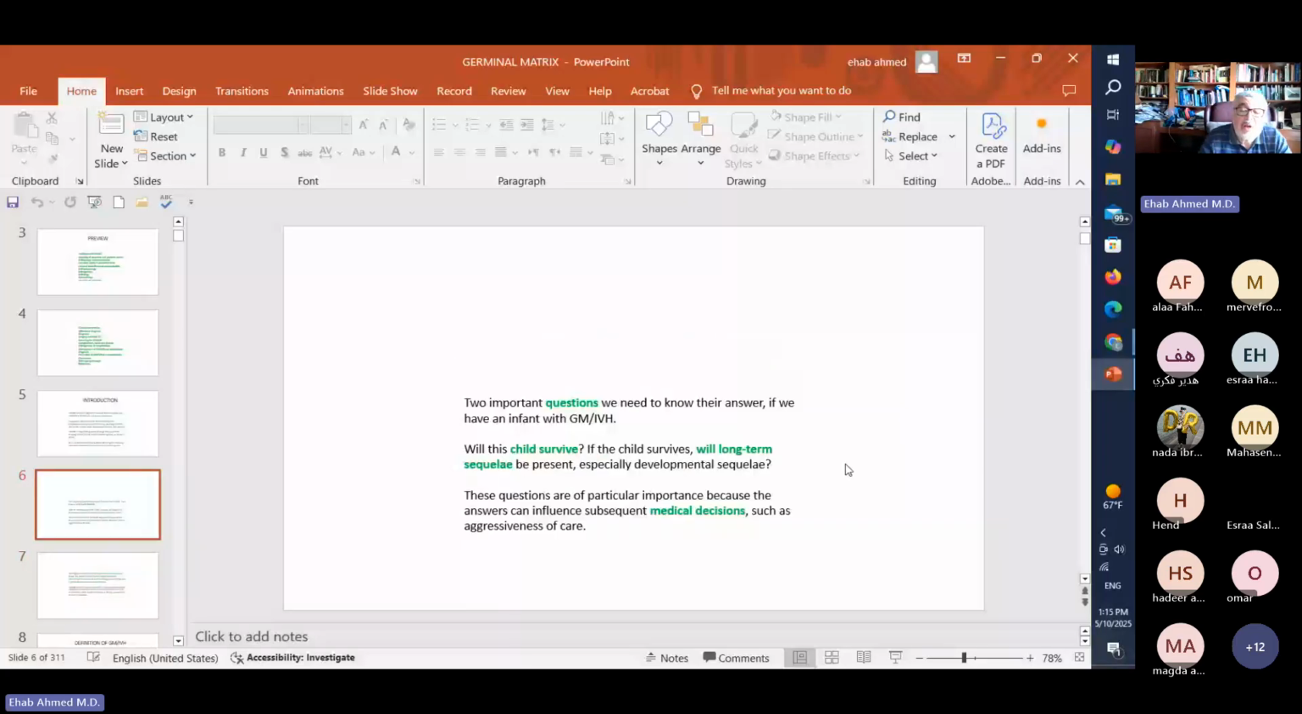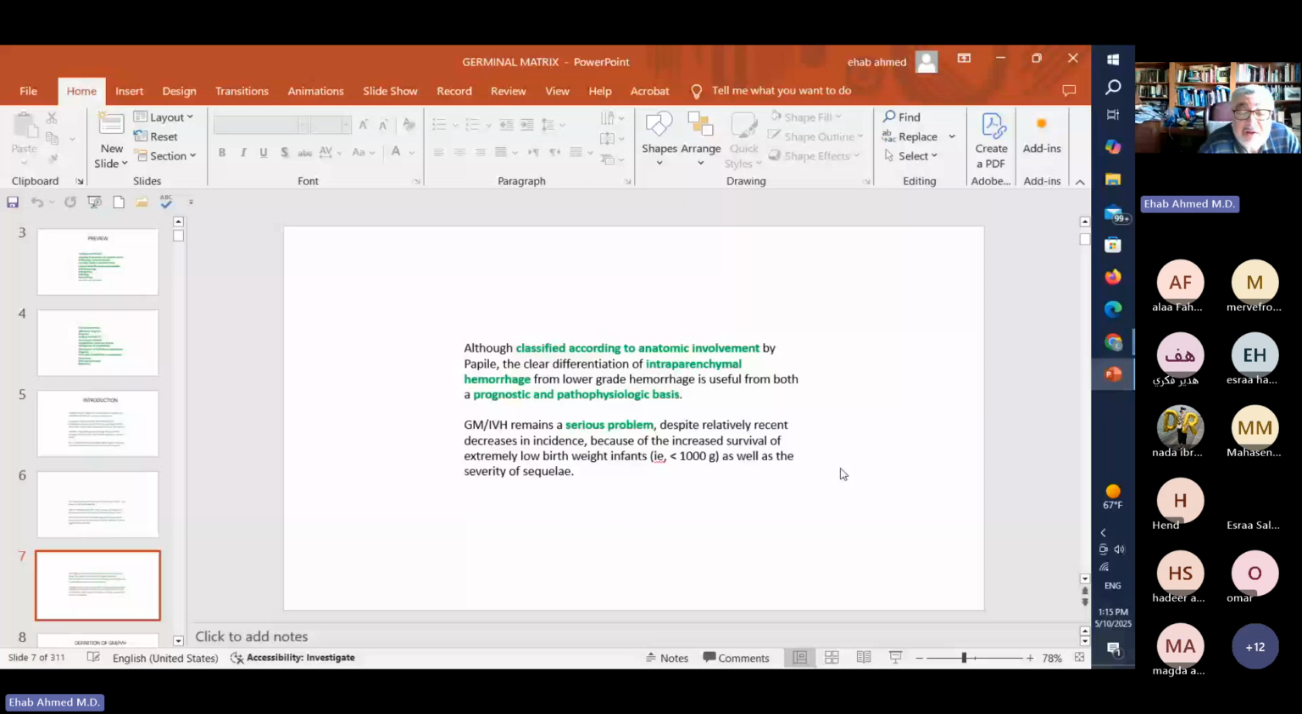So, as we are going to see, the classification and grading depends on the anatomic involvement as seen by cranial ultrasound, and the most serious part is whether there is intraparenchymal hemorrhage or not. If the hemorrhage extended to the brain parenchyma or not, because this is going to take us from the mild, moderate IVH, GM-IVH to the severe form with bad prognosis.